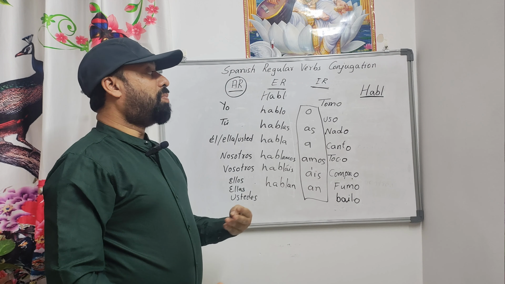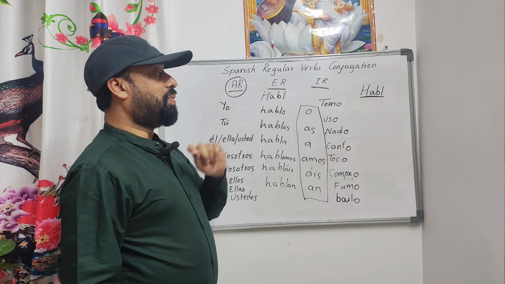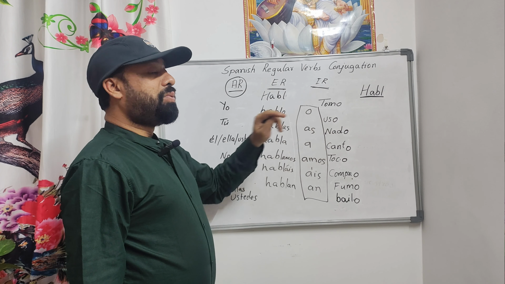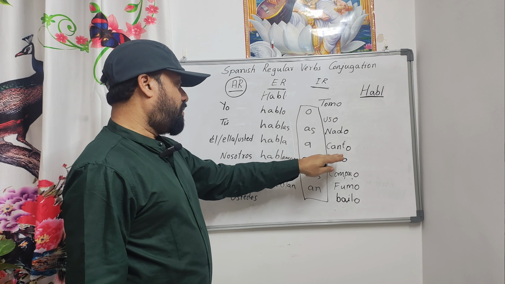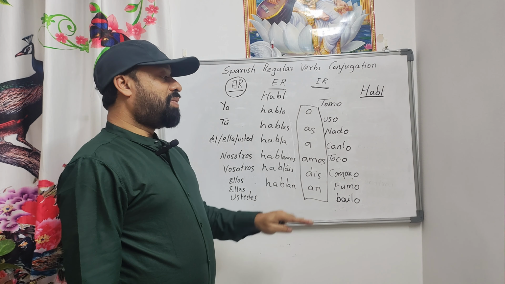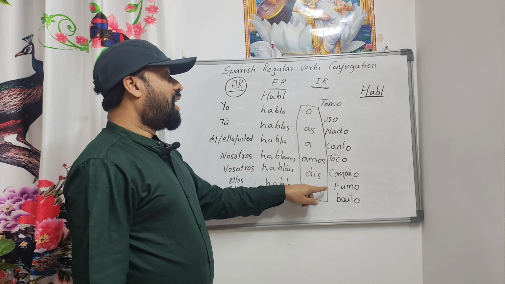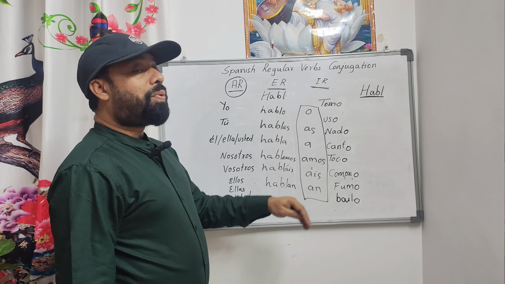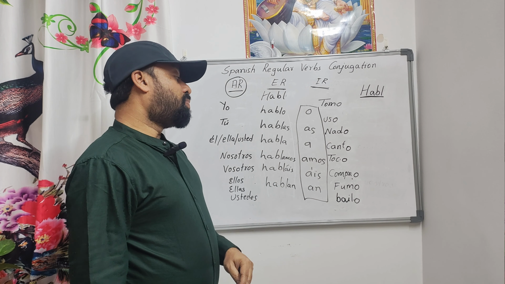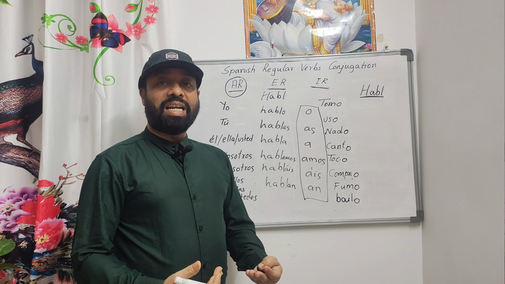So that is tomo. Tomo means, from tomar, to take, I take. Usa, to use: uso, I use. Canta, to sing: canto means I sing. Toca, to touch or to play: toco means I touch or play. Comprar, to buy: compro means I buy. Fumar, to smoke: fumo means I smoke. And bailar, to dance: bailo means I dance.